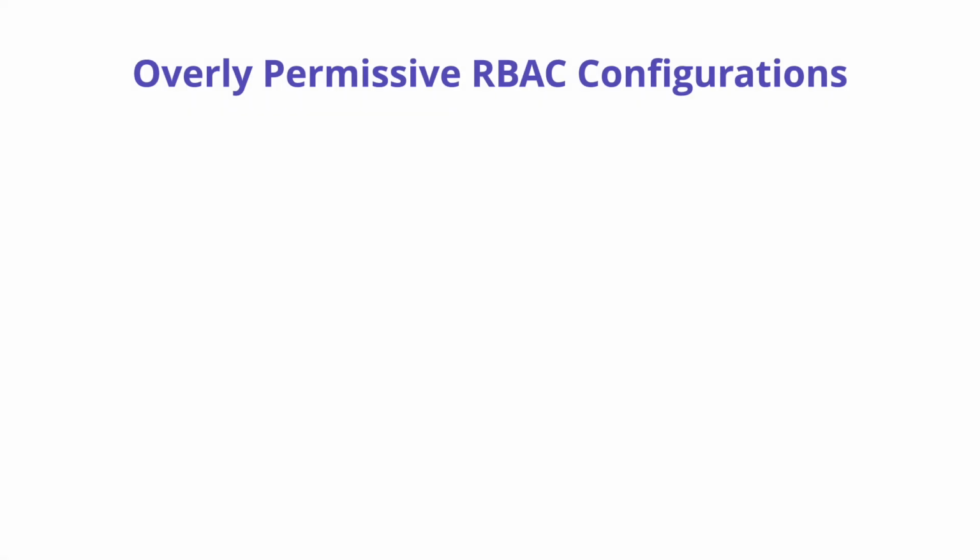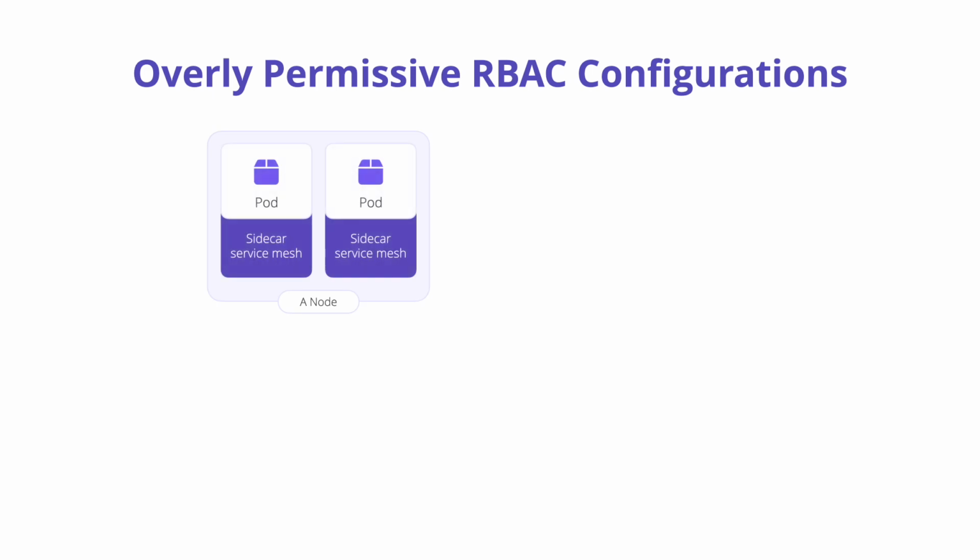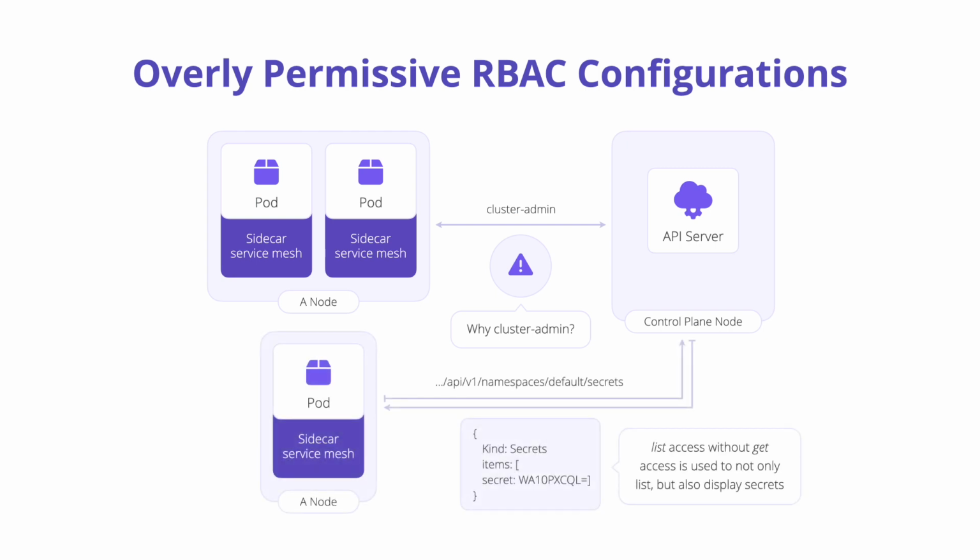RBAC is at the core of authorization in Kubernetes. RBAC needs to be enabled, and when enabled, RBAC permissions determine the level of access a user or a service account has on a Kubernetes object. In general, the higher roles a user account has, the larger the consequences are when that user account is compromised.